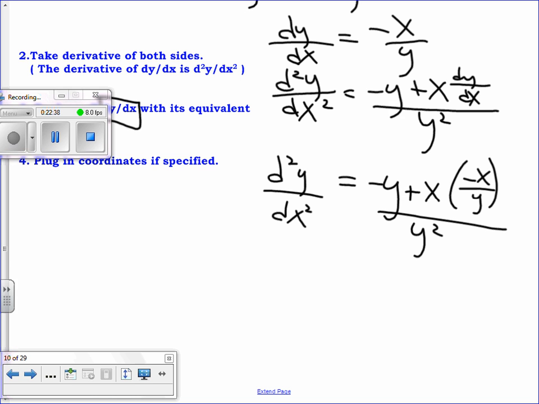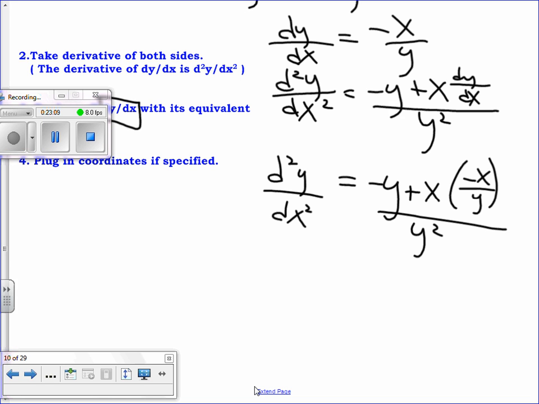Now, they're not asking us for the general rule. They just want to know what it is at a particular point. But if I did have to clean this up, how would I get rid of this fraction in the numerator? What could I multiply numerator and denominator by so I wouldn't have a complex fraction? Yeah, but it's still over y. I still have a fraction in the numerator. I don't like fractions in a numerator or a denominator. Any ideas what we could multiply?